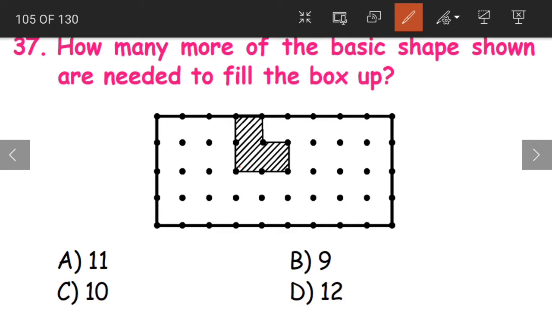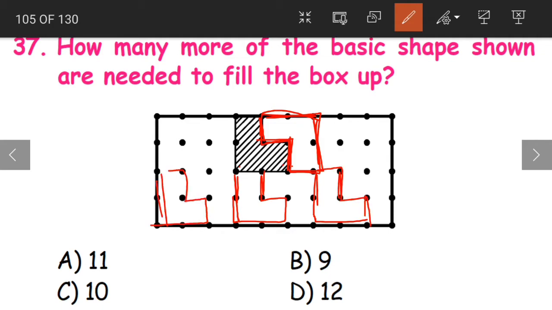The question 37. How many more of the basic shapes shown are needed to fill up the box? So that means you have to draw these basic shapes and see. Yes or no? It is nothing but an L shape. See, this is one shape here. This is one. And again this will be equal to 1. This equal to 1. I'll take another color, children, so that you will not get confused.